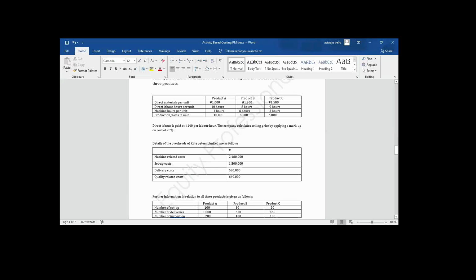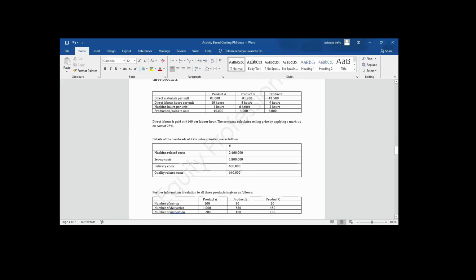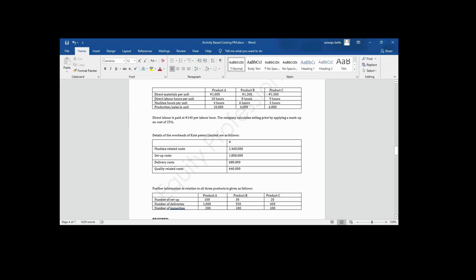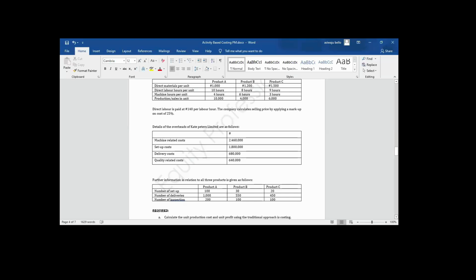Machine hours per unit for product A is 4 hours. For product B is 6 hours. And product C is 3 hours. Production/sales in units: 10,000 for product A, 4,000 units for product B, and 6,000 units for product C. Direct labor is paid at 140 naira per labor hour. The company calculates selling price by applying a markup on cost of 25%.